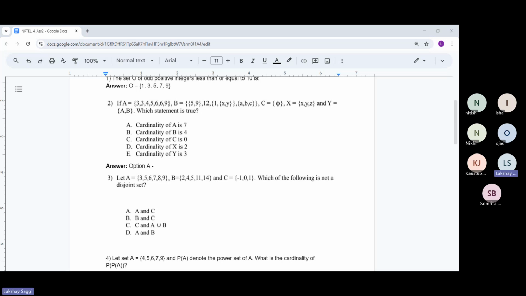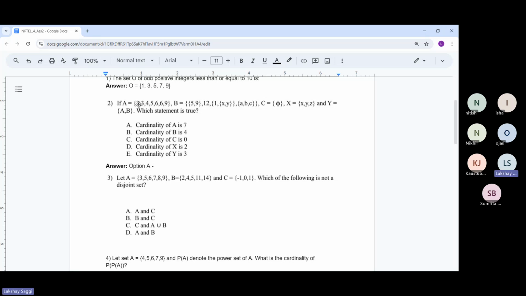Okay. So Ojas has already written the answer in the chat that option B is correct. But maybe Ojas will go option by option so that everyone follows along. I'm not even sure what the correct answer is. We'll just go along all the options and see which is correct. So option A says that the cardinality of the set A is 7.